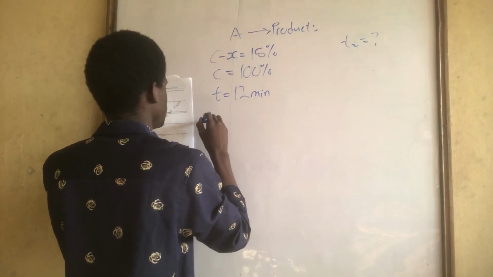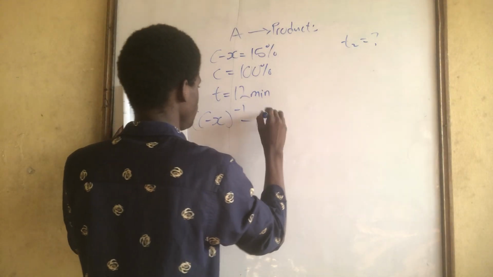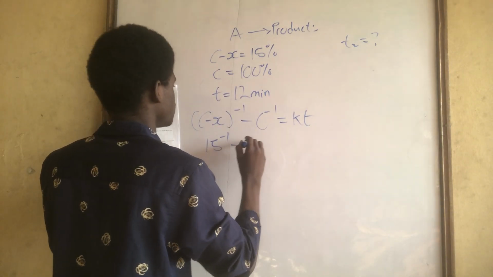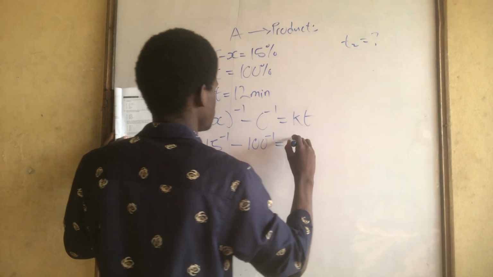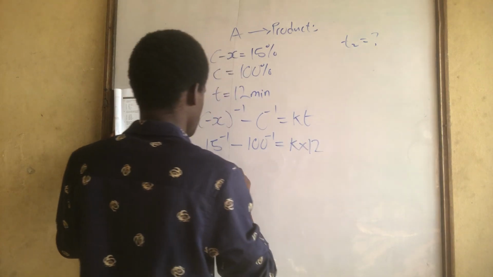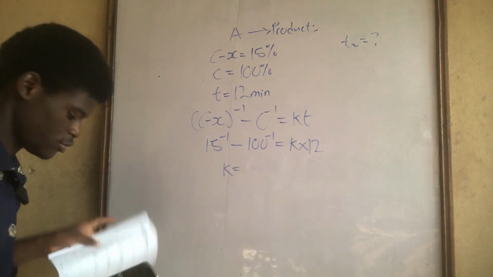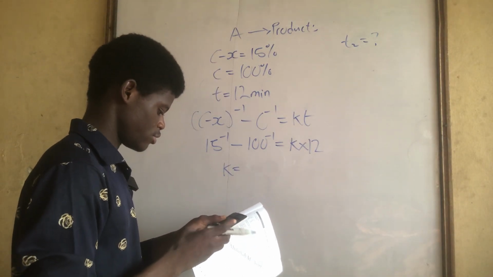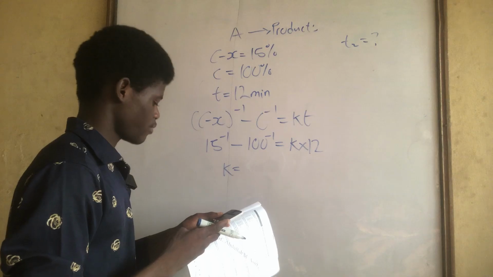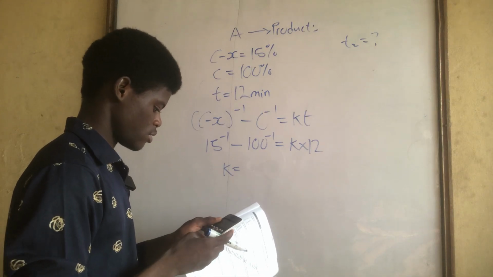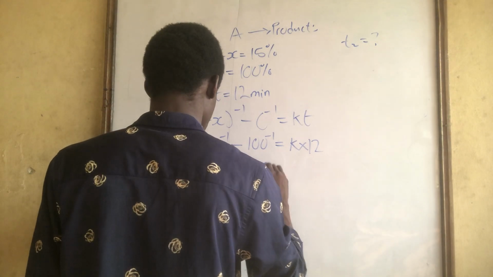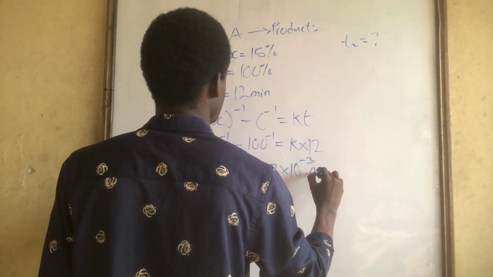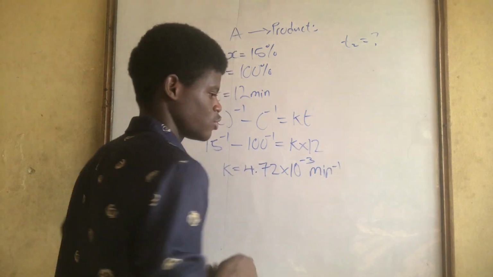So this will be using the formula (C minus X) raised to power minus 1, minus C raised to power minus 1, equals KT. C minus X is 15. 15 raised to power minus 1 minus 100 raised to power minus 1 is equal to K, which is what we're looking for, times 12. So K will be, let's do this fast with our calculator, 15 raised to power minus 1 minus 100 raised to power minus 1, divided by 12. This will give 4.72 times 10 raised to power minus 3 per minute. So we've gotten the rate constant.